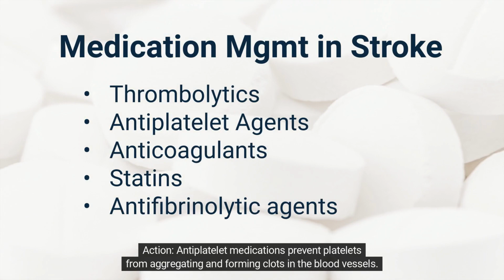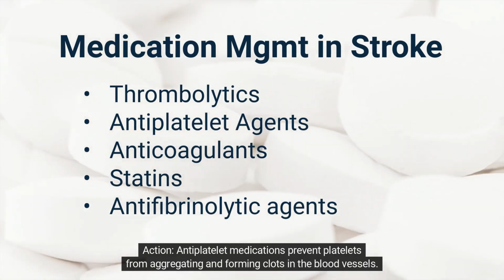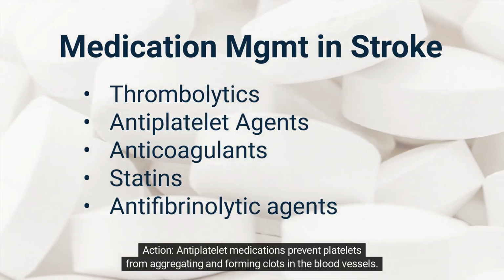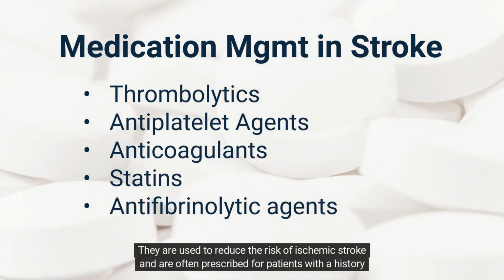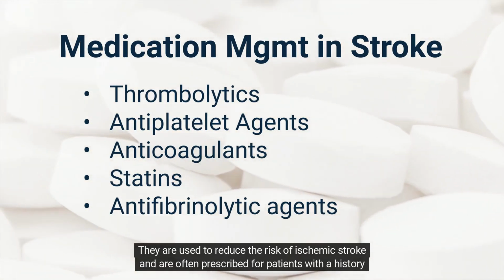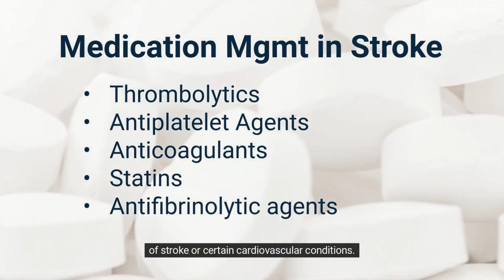Antiplatelet agents. Examples: aspirin, clopidogrel, dipyridamole, ticagrelor. Action: antiplatelet medications prevent platelets from aggregating and forming clots in the blood vessels. They are used to reduce the risk of ischemic stroke and are often prescribed for patients with a history of stroke or certain cardiovascular conditions.